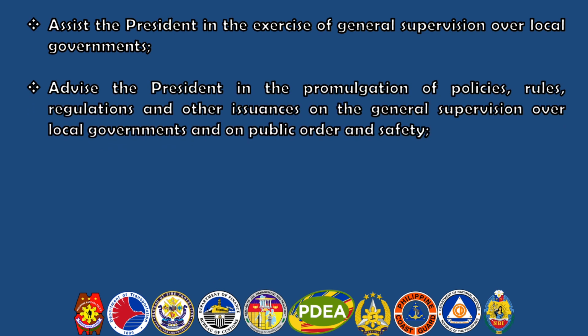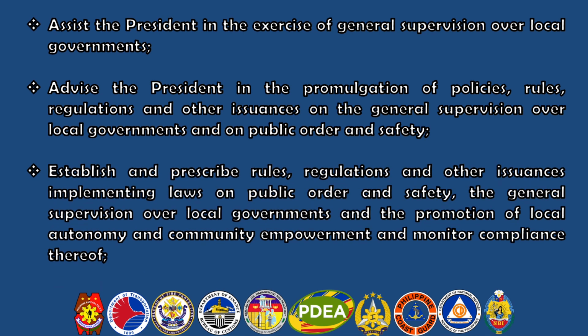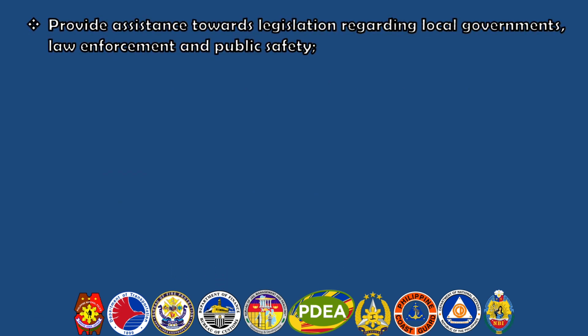Advise the President in the promulgation of policies, rules and regulations, and other issuances of the general supervision over local governments on public order and safety. Establish and prescribe rules, regulations, and other issuances implementing laws on public order and safety, the general supervision over local governments, and the promotion of local autonomy and community empowerment, and monitor compliance thereof. Provide assistance towards legislation regarding local government law enforcement and public safety.